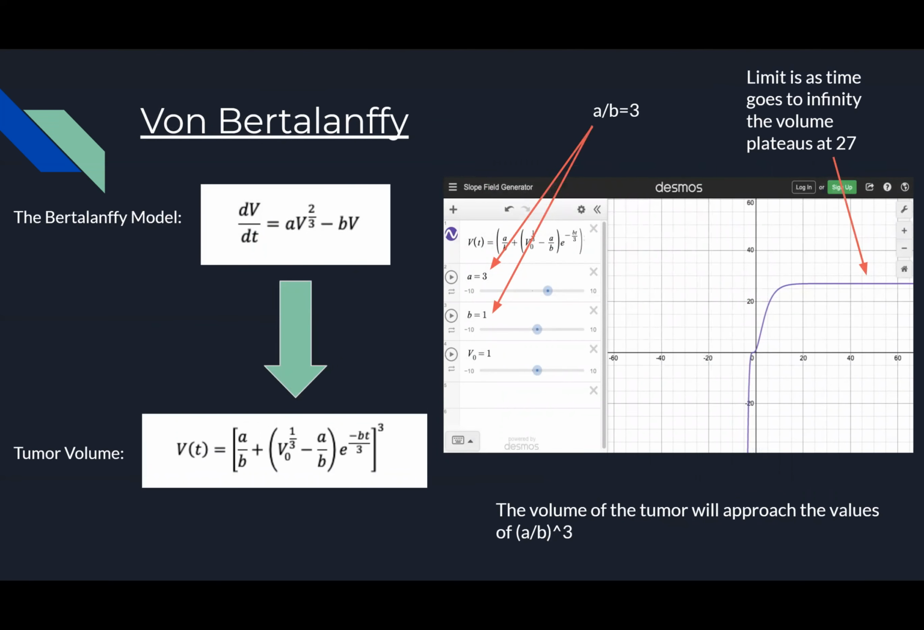Now looking at the von Bertalanffy model, we obtained different results from that of the exponential and power law models. After obtaining the tumor volume equation by integrating the model given to us, we saw that it had a graph different from the previous two models. Instead of going to infinity, it went to a specific value of a over b cubed.